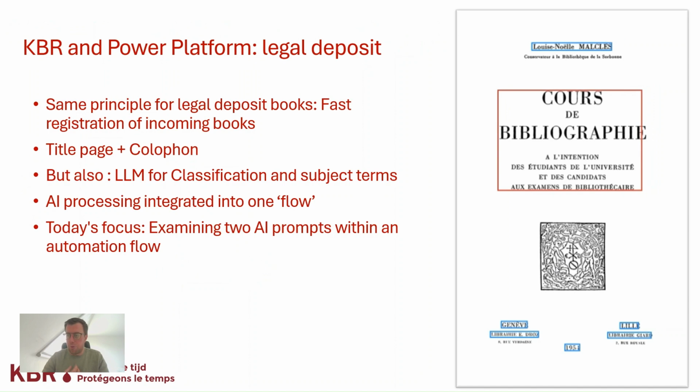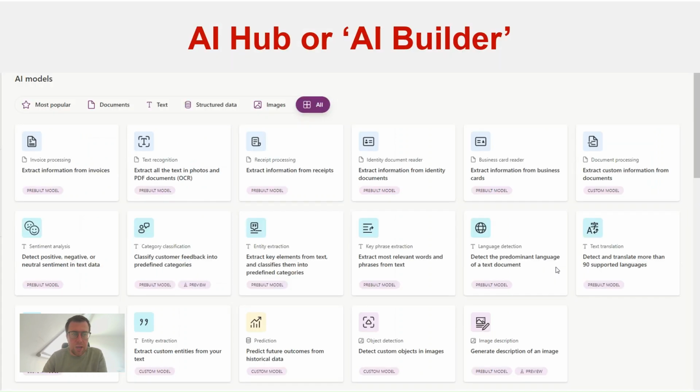And since we use it for our legal deposit books, so on the contemporary books, it would also be interesting to add our national classification that we use in our Belgian bibliography. So that's why we were interested in testing the large language models. And today I will show how we use now two AI prompts within an automation. So we scan the book and automatically we can add also a classification. Also without scanning the books, I will show you later.